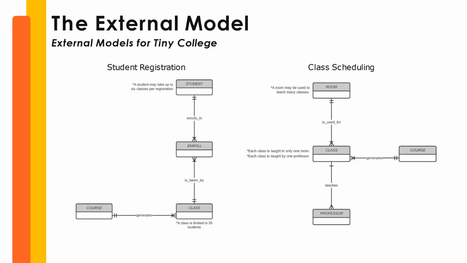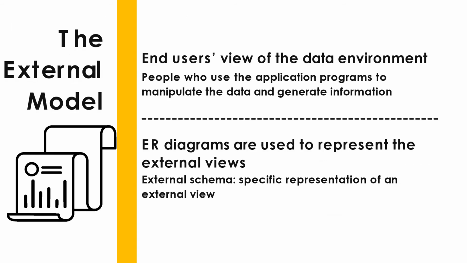First is the external model or the model from the view of our end users. An example of which are the following. If we have student registration or class scheduling, this is how the external model might look like in the eyes of our students or our clients or end users. Again, the external model is the end user's view of the data environment, and we are using entity relationship diagrams to represent the external views. We also have external schema, which is a specific representation of an external view. And as you have seen in the previous slide, for our example, the external model is usually limited to the processes that are experienced by the end user themselves.